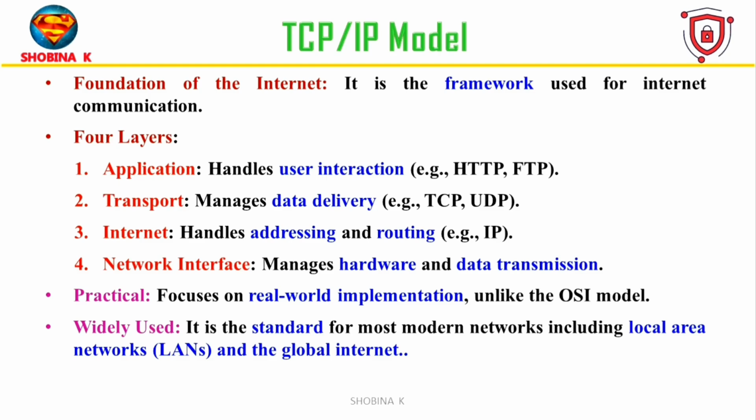Application layer handles user interaction and application services. For example, HTTP for web browsing and FTP for file transfers. The transport layer manages data delivery and error checking. For example, TCP for reliable communication, UDP for faster and connectionless communication. Internet layer is responsible for addressing and routing packets across networks. For example, IP for addressing and routing. Network interface layer manages the physical hardware and data transmission over the network medium. Example, Ethernet. This model is widely used in real-world networking. It is a standard model for modern networks like LAN and Internet.